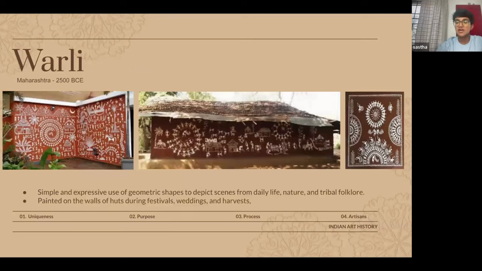So Warli is also another very famous artwork which can be seen for decorations all over India. This painting has originated from the Warli tribe in Maharashtra and dates back to 2500 BCE. The tribal art form is characterized by its simple but yet expressive use of geometric shapes to depict scenes from daily life, nature, and tribal folklore. The uniqueness of Warli art lies in its minimalistic approach, using basic shapes such as circles, triangles, and other elements to create intricate and meaningful compositions.